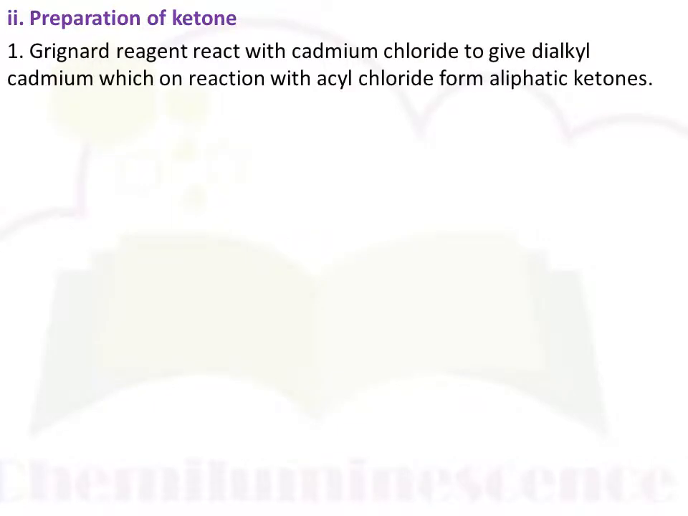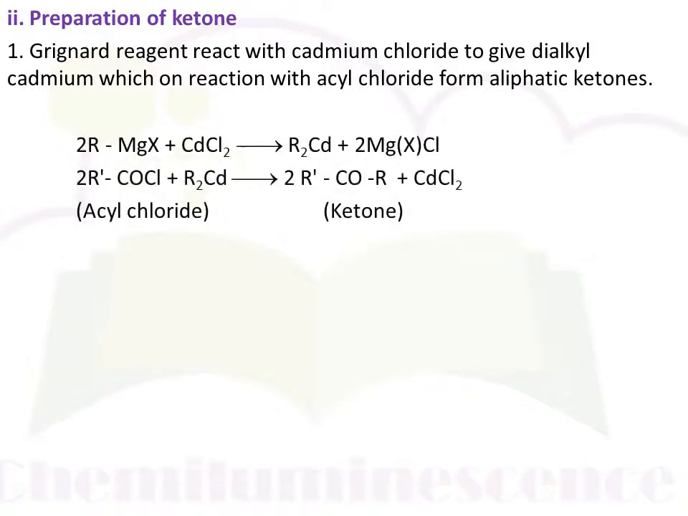Next we will study preparation of ketone. Grignard reagent on reaction with cadmium chloride forms dialkyl cadmium, and dialkyl cadmium on reaction with acyl chloride gives aliphatic ketones. Let's see with the help of an example. RMgX is nothing but the Grignard reagent.